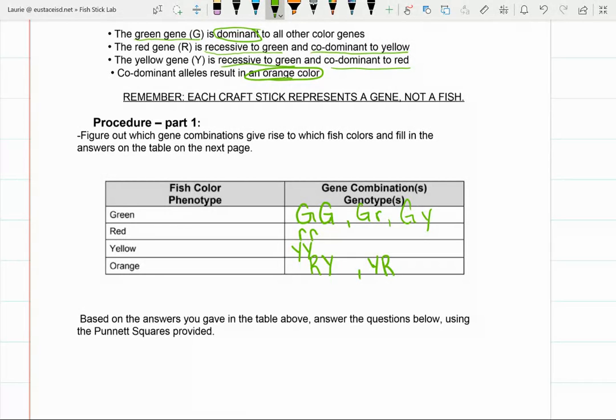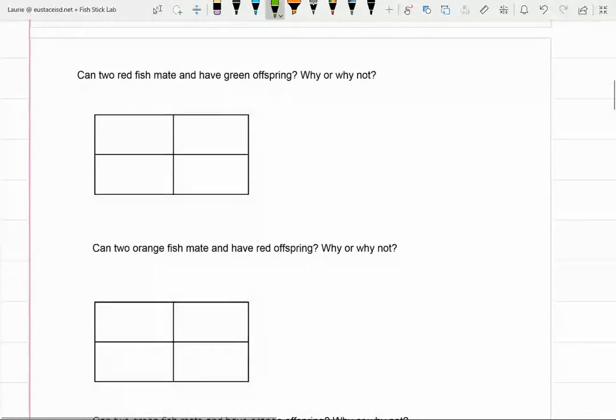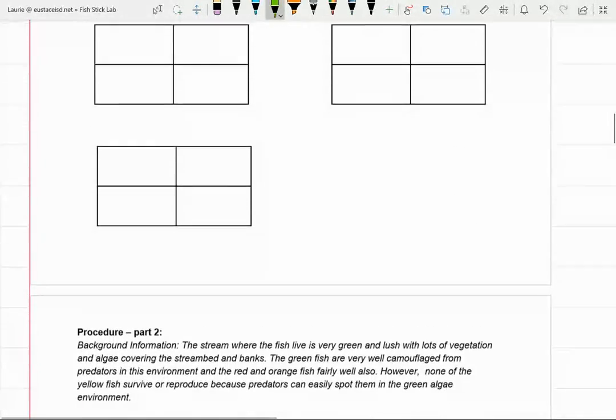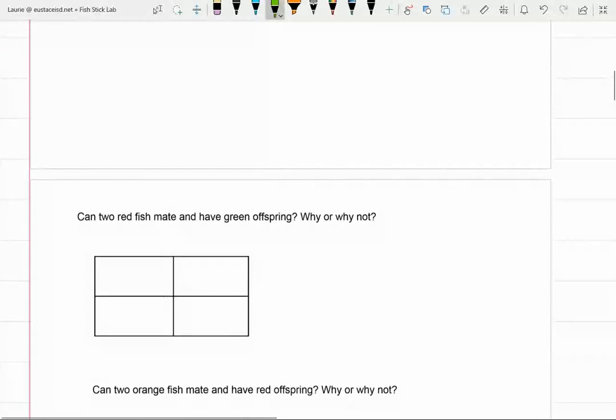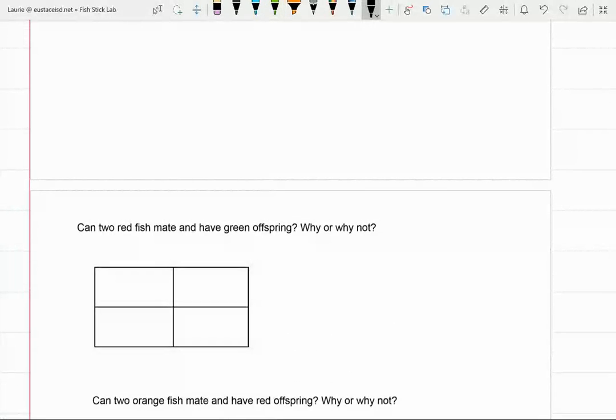For the questions you're answering today, you're going to use this information that I just gave to you to answer the following questions. Here's what I'm looking for when you're answering the questions. I'm looking for you to set up your Punnett square the right way, and I'm looking for you to explain the why or why not. And in all of your answers, you need to talk about dominant and recessive genes.